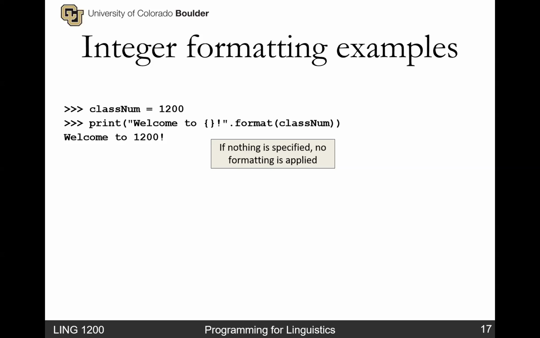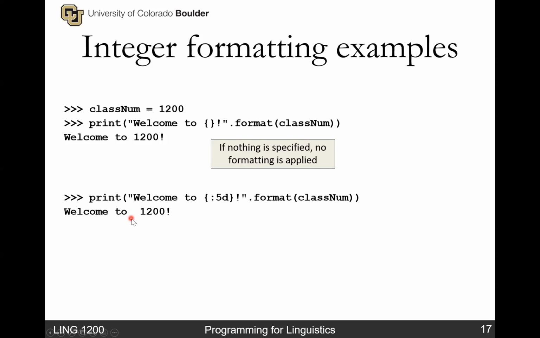So nothing's been specified. We haven't told the format method with these brackets how to handle the formatting. So no formatting is applied. It just does the business of casting it to a string and then concatenating it together by default. However, we can do fancier things. So here we're actually going to specify that we're working with an integer with a D, and we're adding this number in front of that, and we also have this colon here.